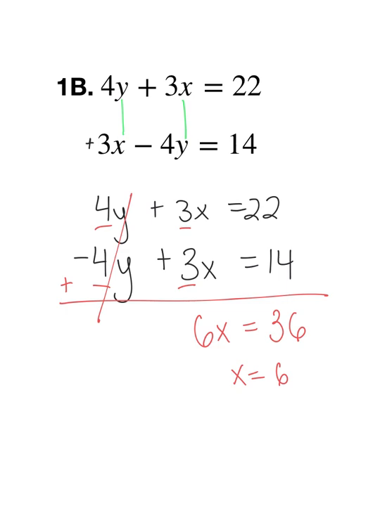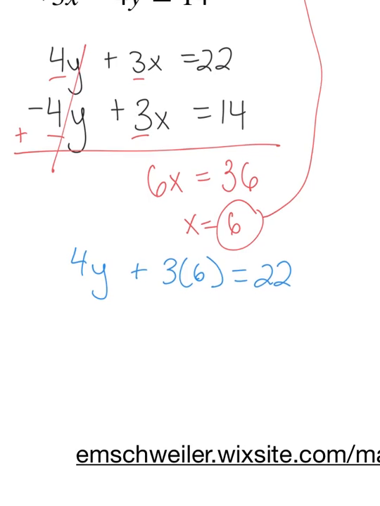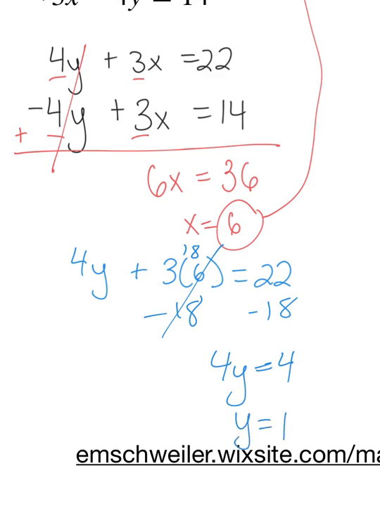When I plug these in, it really doesn't matter which equation. I'm going to just go with this top one and plug the 6 in here to solve for y. So then that's going to give me 18. So if I subtract 18 from 22, that's going to give me 4y equals 4. Divide by 4 and you get 1. So my final answer is (6, 1).